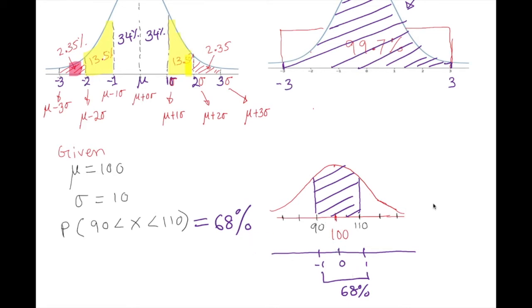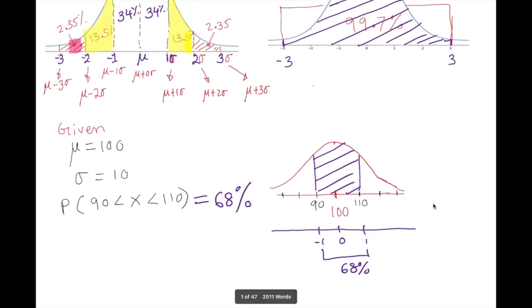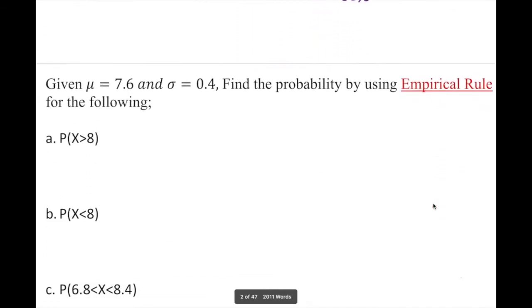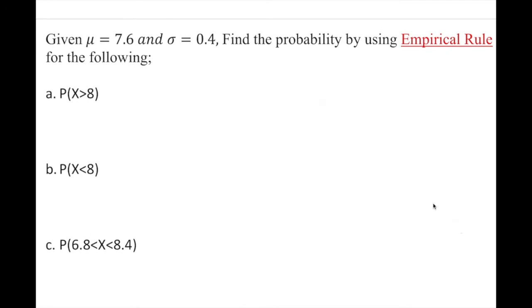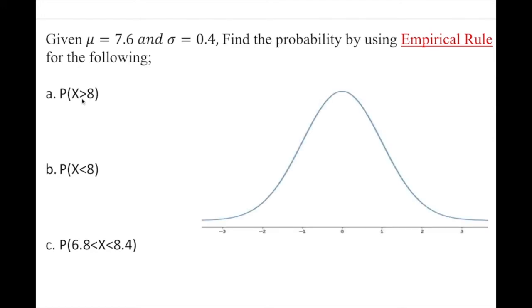Okay, let's have one slightly more challenging one. Given mean equal to 7.6 and standard deviation 0.4, find the probability by using the empirical rule. Don't use the z-table, just the empirical rule. So what is the first thing we do? We create a curve. That's a normal curve as you see, 3 to the right, 3 to the left.